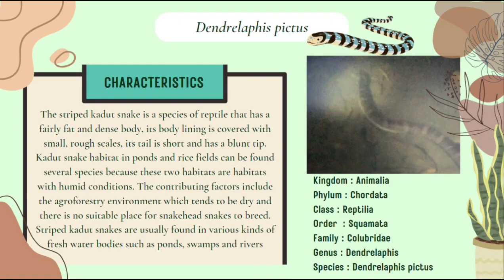Its tail is short and has a blunt tip. Cadut snake habitat in ponds and rice fields can be found several species because these two habitats have humid conditions. The contributing factors include the agroforestry environments, which tend to be dry, and there is no suitable place for snakehead snakes to breed. Striped cadut snakes are usually found in various kinds of freshwater bodies such as ponds, swamps, and rivers.